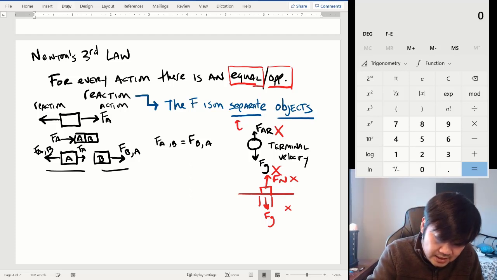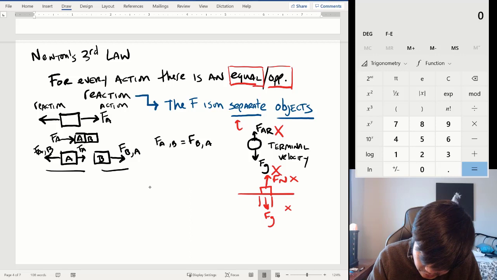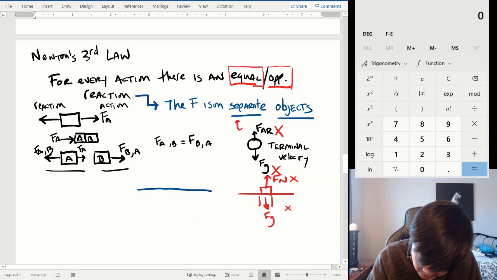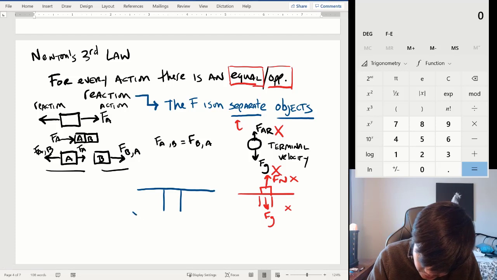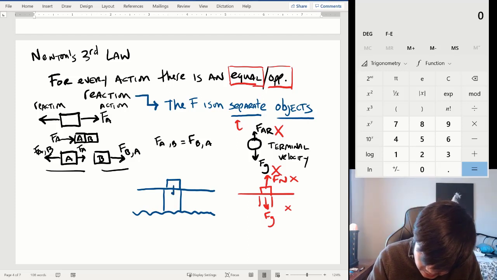But let's take that same thing. Let's take that same diagram. So we're going to have our table. We're going to have the book. We're going to have the ground, and I'm just going to make it squiggly so you can tell it's a different thing. And then we're going to draw our book on here. Okay? Now, let's take a look at this. The book has force gravity going down.